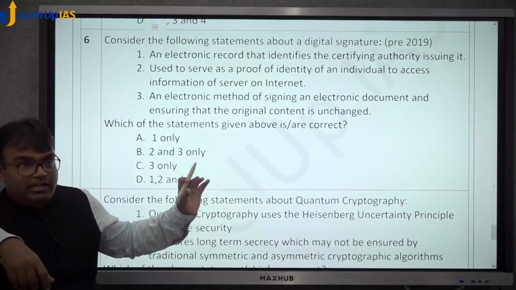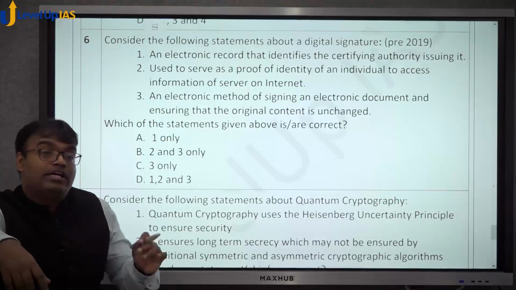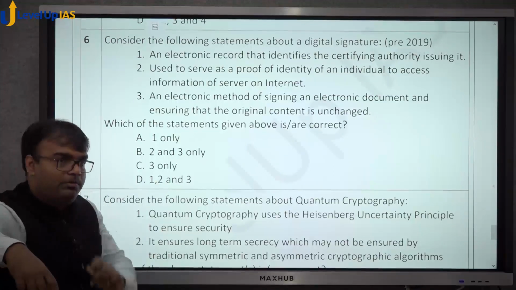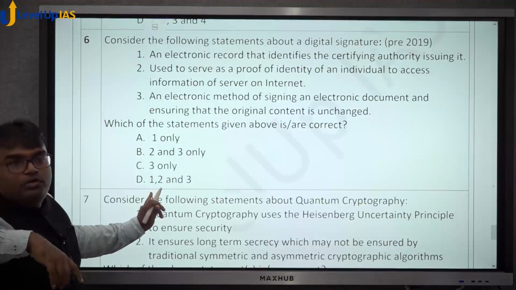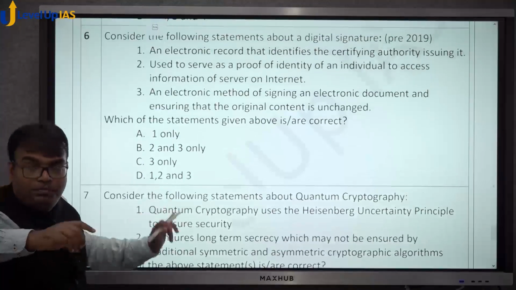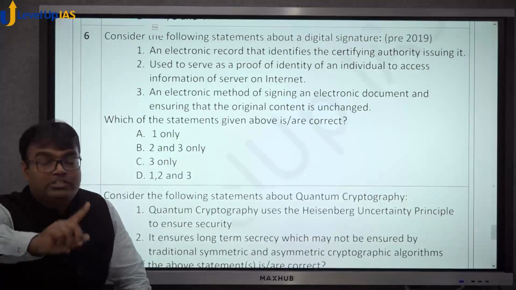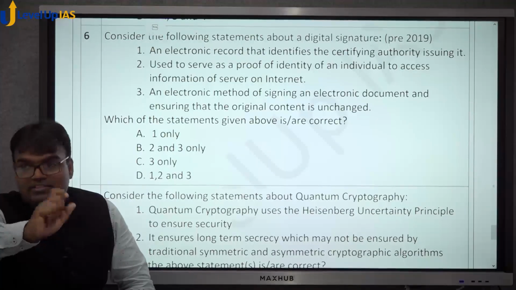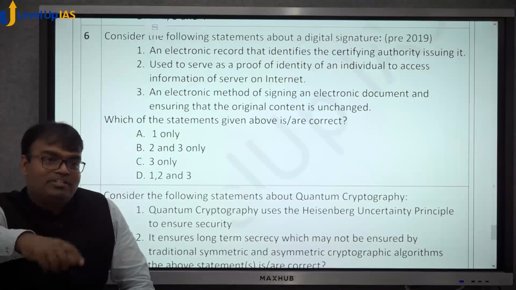Okay, in the same way, they're going in more depth to understand your fundamentals, to test your fundamentals. We should be prepared for that. So here the answer would be 1, 2 and 3, answer would be D. I hope you're able to understand it, because UPSC is not going to repeat the same questions, but it is going to repeat the same fundamentals. Do you understand the principle of digital signature or not?